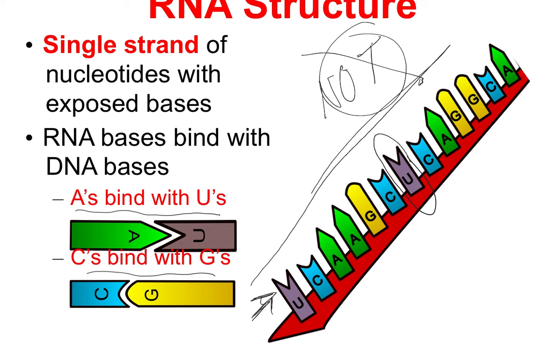Everywhere on the DNA strand where there would have been an adenine, that would normally have bound with thymine. When we are making RNA from DNA, we're going to have a uracil in place of the thymines that would have been there complementary.